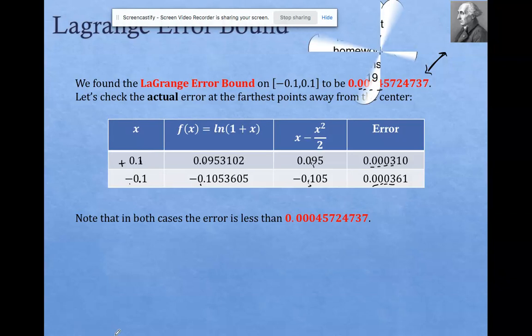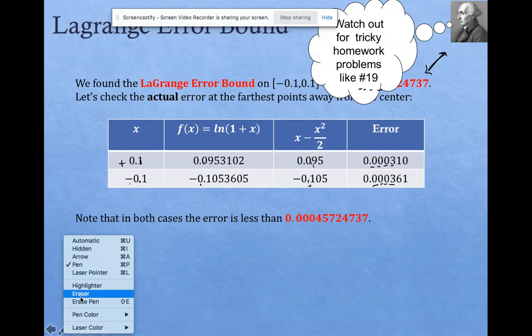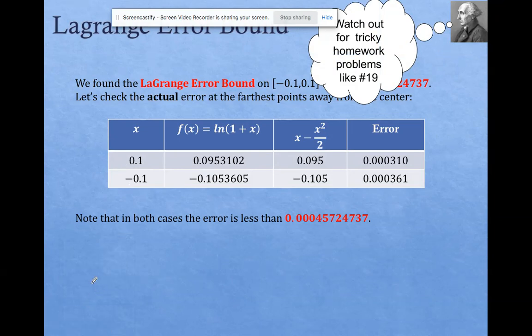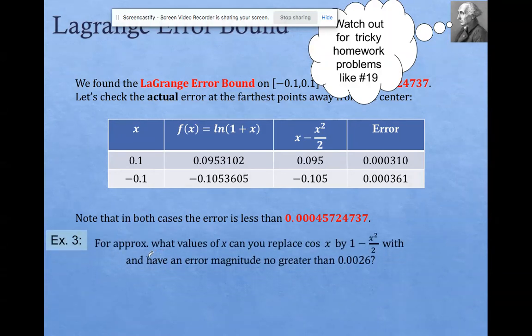Now, one more example I'm going to do with you. Tricky problems like homework, like number 19 in your homework. I kind of think this is unfair when you're first learning it. So I do want to highlight the way they asked this problem, though. I think this is a convenient way that they word things.